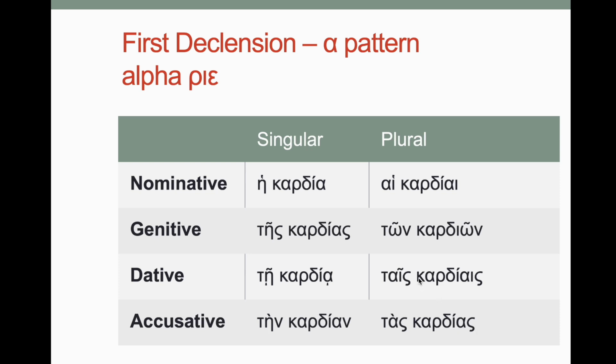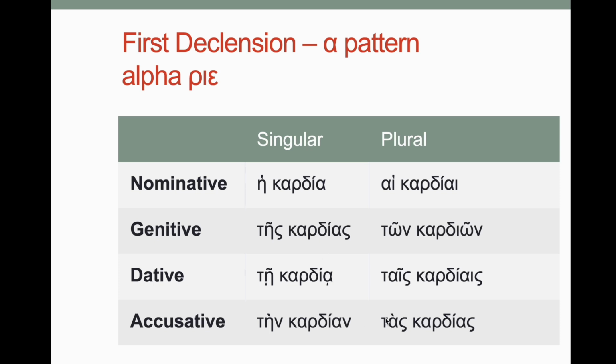Now notice that the alpha at the end of the noun stem remains constant all the way through this paradigm, except for here. The omega is a long vowel, so it pushes the alpha out of the way and just takes over. That's why the alpha drops. Okay? But we see the alpha all the way through.